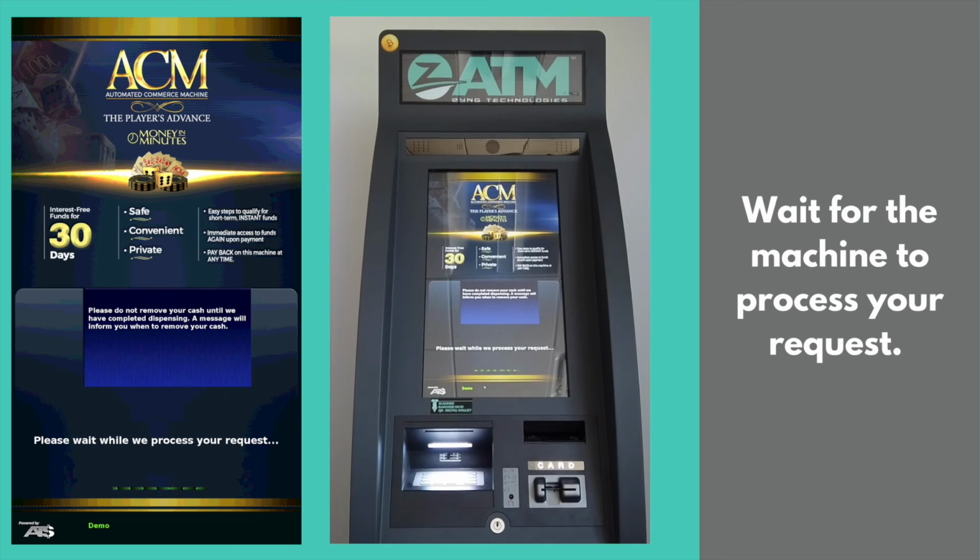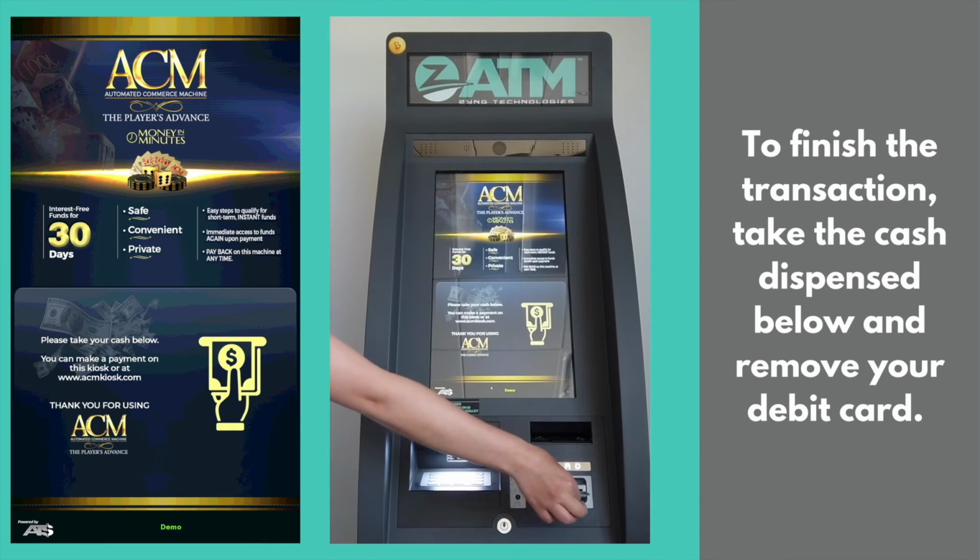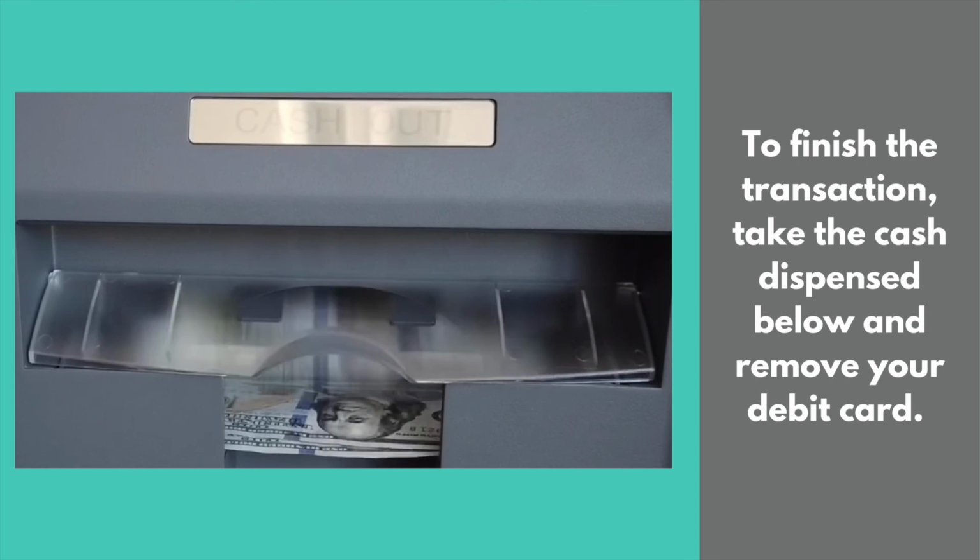Wait for the machine to process your request. To finish the transaction, take the cash dispense below and remove your debit card.